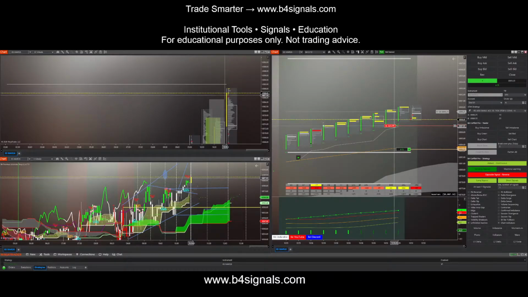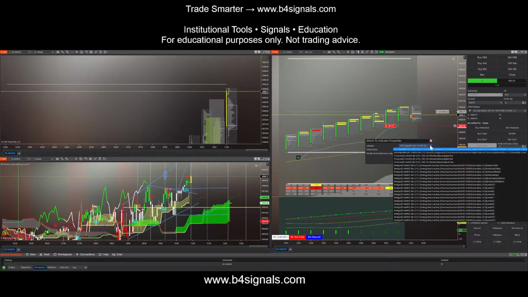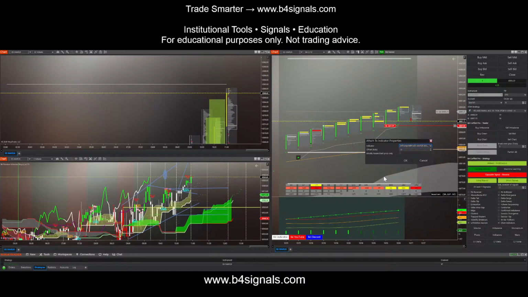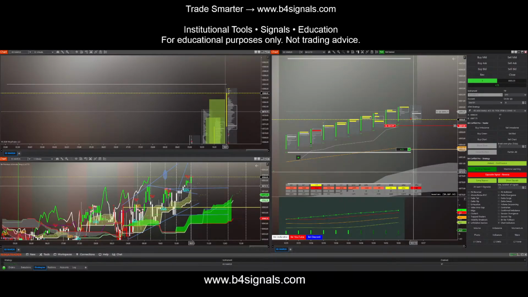I'm going to try something. Attach to indicator. Properties. Does it allow me to attach it to it? That's not showing up. Stop filled.